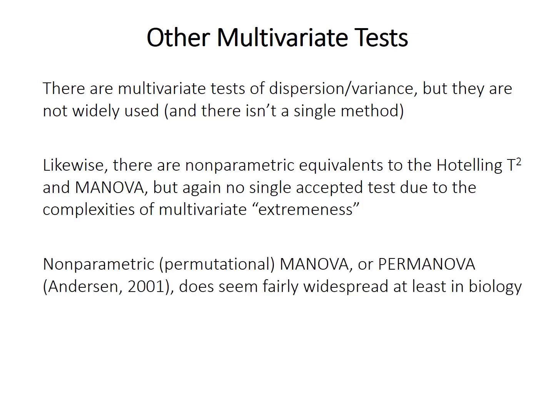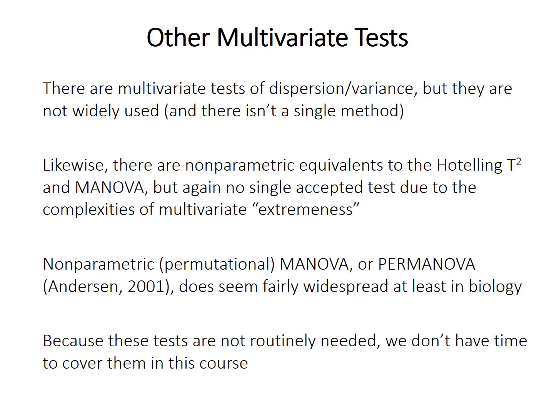I will mention this thing called PERMANOVA or permutational MANOVA as a possibility if you have non-normal data and want to do MANOVA. It does seem to be fairly widespread, at least in the biological literature. But we're not going to cover tests for all these specific situations because you're not likely to encounter them. They're a bit more sophisticated than we really need for 99% of our data analysis. So you can look into them later on if you need to for your particular work.